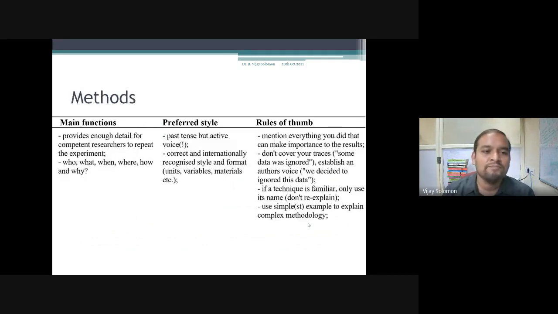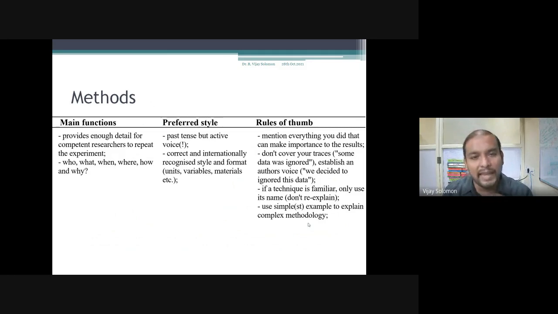Methods, as I mentioned, should give a forum for others to rework on the same topic, and they need to take your experiments, or they need to take your numbers. It should give details about who, what, when, where, how, and why. The preferred style is mostly past tense, but active voice is preferred. You need to use the terms and nomenclature, and everything should be an international standard. Say, for example, it may be a unit or a variable or a material. Rule of thumb: mention everything you did that can make importance to the results.